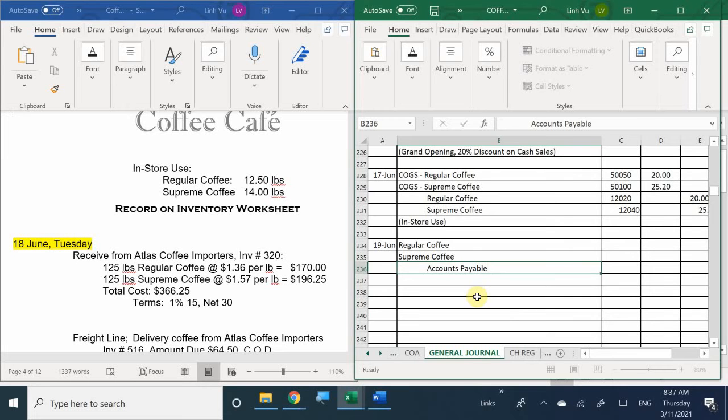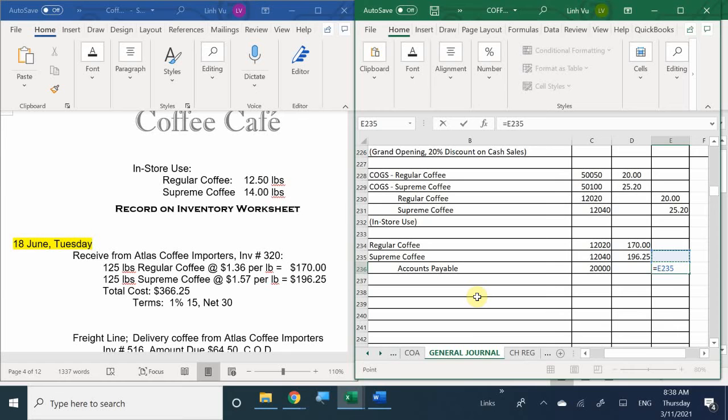Okay. Account numbers: 12020 for regular coffee, and supreme is 12040, and accounts payable is 20000. We have the amounts here. How much is in the regular coffee? 170. And the supreme coffee? 196.25. So this right here, we should be able to add them up to get our equal credit of 366.25, right?